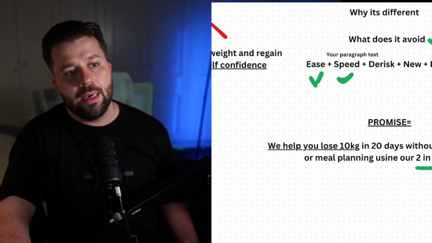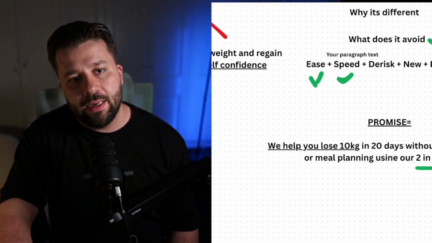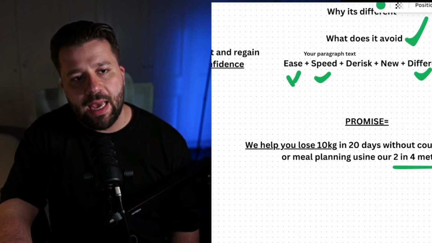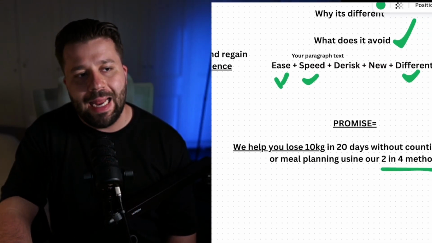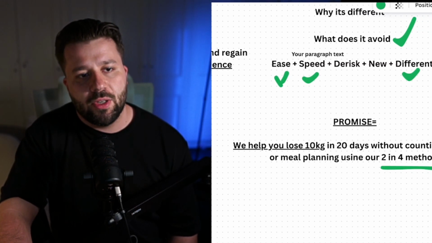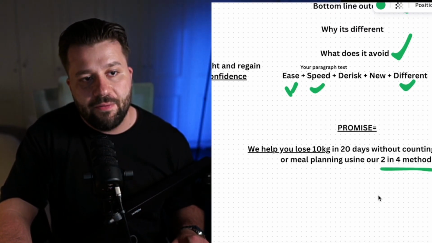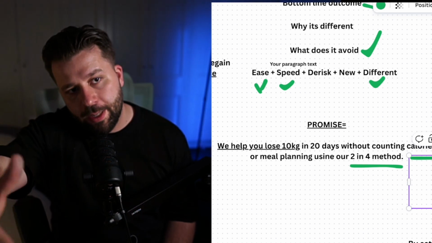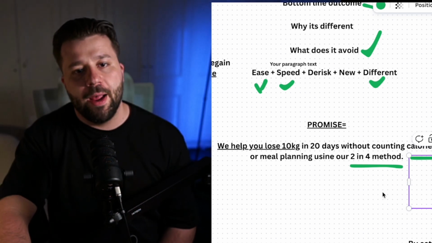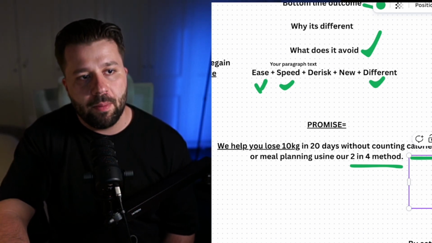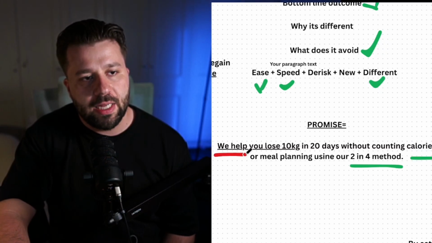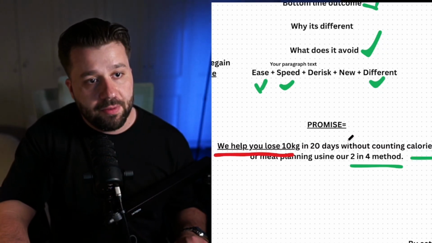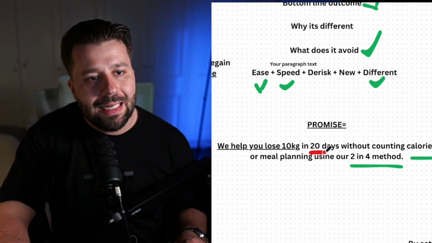Now, what am I doing here, right? So what I'm doing here is I'm giving a promise statement and I'm adding in certain elements here so people can start to visualize and have very specific, concrete kind of milestones that they're going to hit, right? Now, what are they? So we have the bottom line outcome, which is we help you lose 10 kilos. Now, we also have speed. We have it in 20 days.